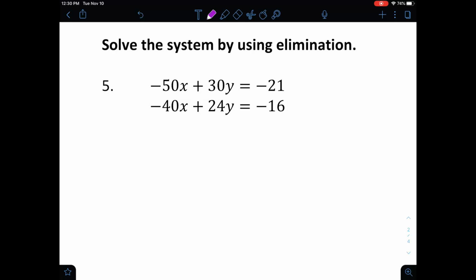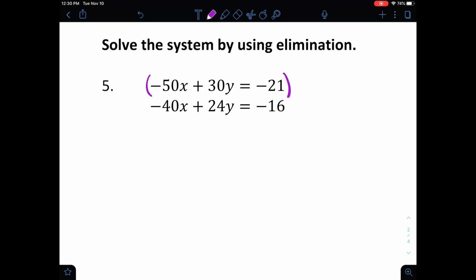So for this one, I would probably try to cancel the x's because 40 and 50 are kind of nice numbers to work with. So I'm just going to multiply to get opposites here. We can't multiply 40 by anything to get negative 50 or 50, and we can't multiply 50 by something to get 40. So I'm going to multiply both equations by a multiple of 50.